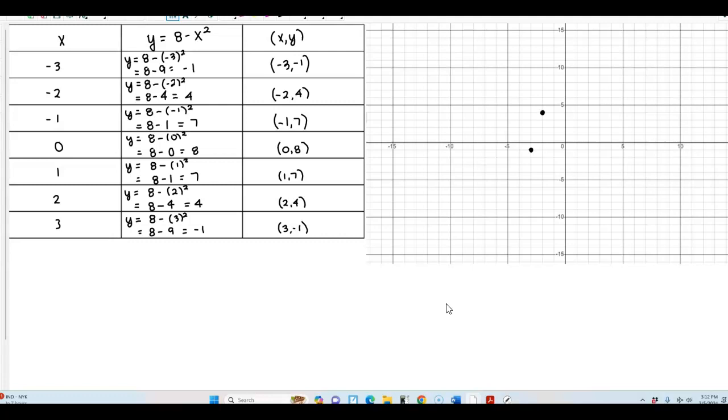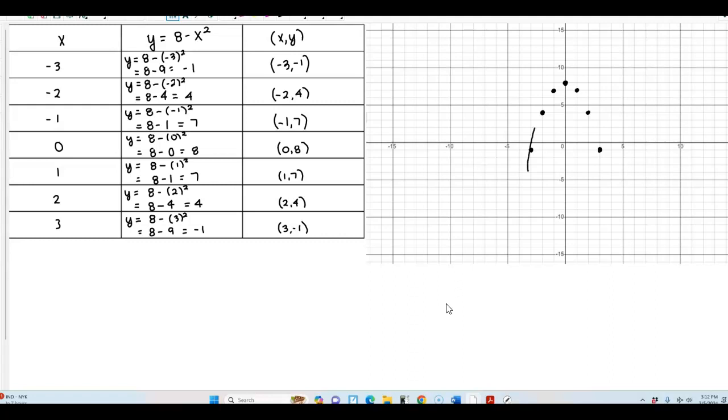The next one is we're going to go over negative 1, and then we're going to go up 7. The next one is we have 0, and then we're going to go all the way up to 8. Next one is we have positive 1, so that's to the right 1, and then up 7. The next one is to the right 2, and then up 4. And then the last one is over 3, and then down 1, which is negative 1.